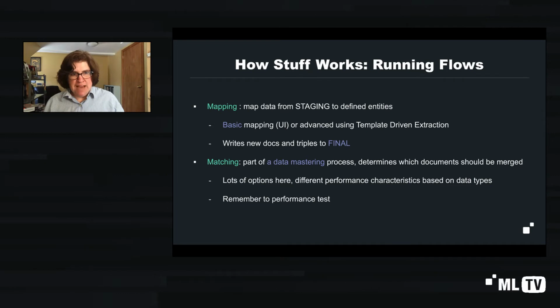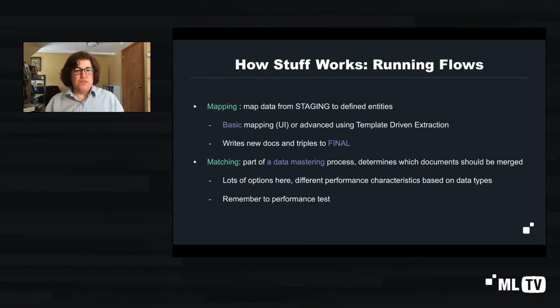Matching steps. Matching is step one, or part one, of a data mastering process. What's data mastering? Well, in my database, I have a J. Smith and a John Smith. They have the same birth date. They actually turn out to be the same person. I want to merge them into one record. That's just kind of the idea of what data mastering is. The matching step is step one. It's identifying which documents to merge. And it's not doing the merging yet, it's just doing the identification.